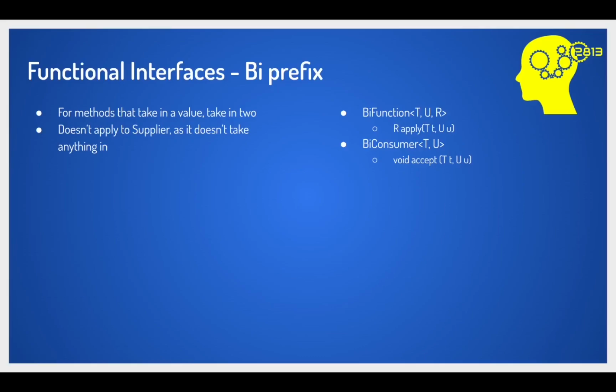There are also the same versions, like BiFunction and BiConsumer, with the Bi prefix. That just means that it takes in two different values instead of one. It doesn't apply to Supplier, as Supplier doesn't actually take in values, and you can't return multiple values in Java. So for BiFunction, the first two generic arguments are the two things that get passed in, and then we have the return type. And for BiConsumer, the two generic arguments are just the two things that get passed in.